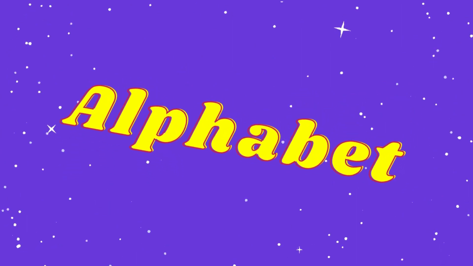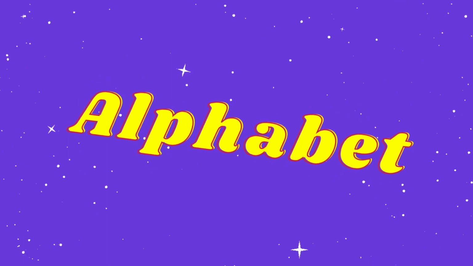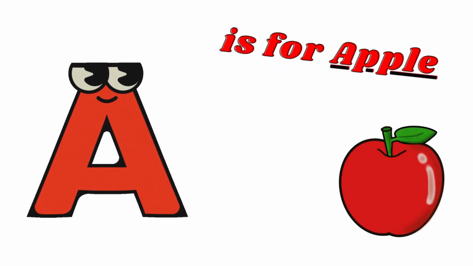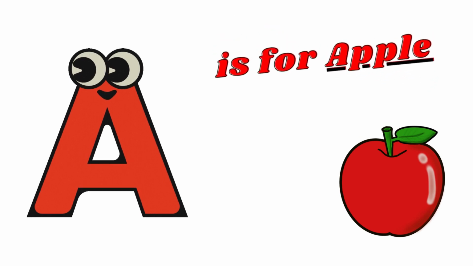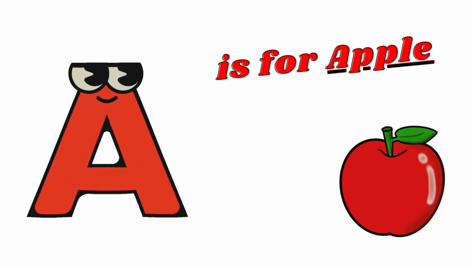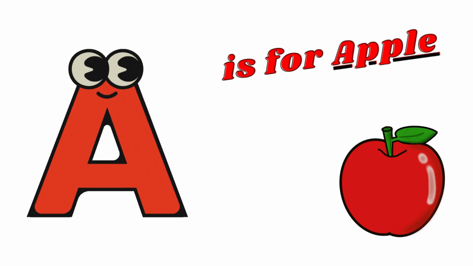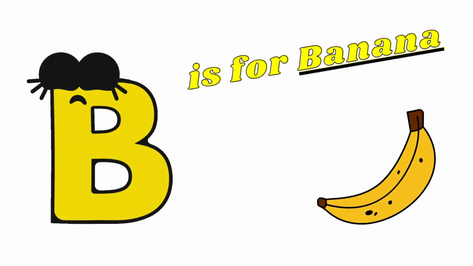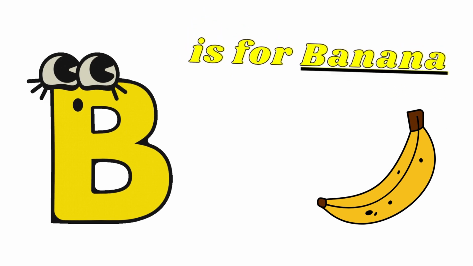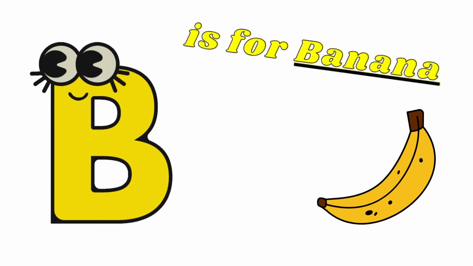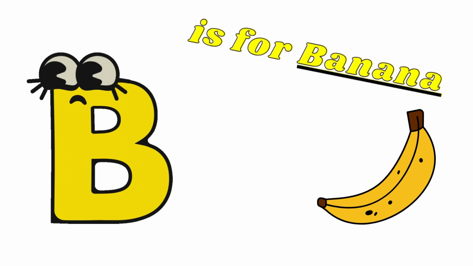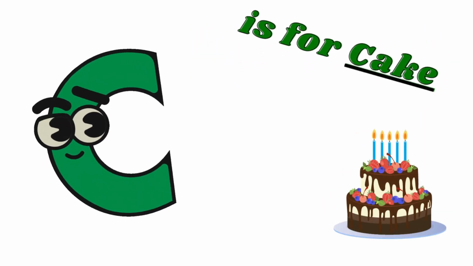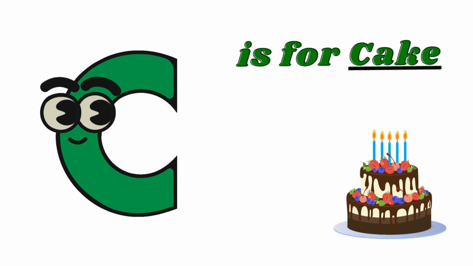Alphabet. A. A is for apple. B. B is for banana. C. C is for cake.